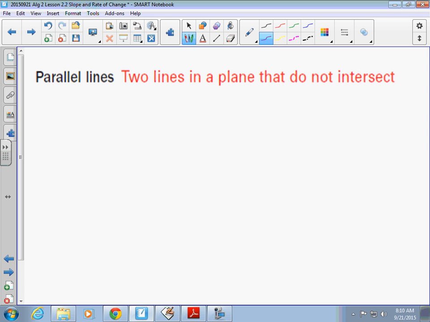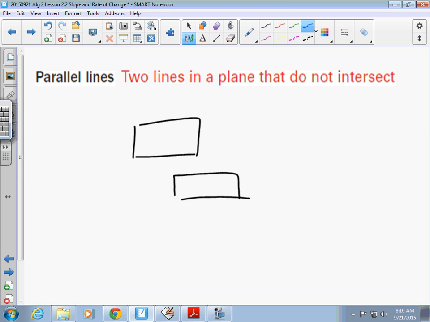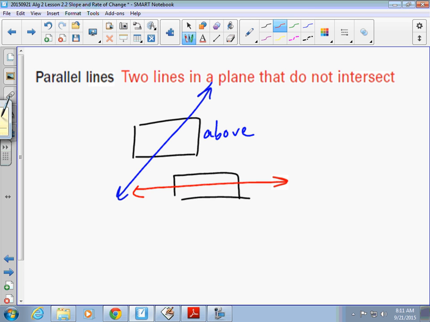Parallel lines have the same slope. This one says two lines in a plane that do not intersect. You may or may not have learned about another kind of lines in geometry class called skew lines. Skew lines also don't intersect, but they're on separate planes. If you're talking about two separate planes, like if this one's on top of this one, this line might be going this way on this plane, and this line might be going this way on this plane. But those lines will never intersect because this plane is above this line, and this plane is below it. But again, those are called skew lines. That's not what we're talking about here.